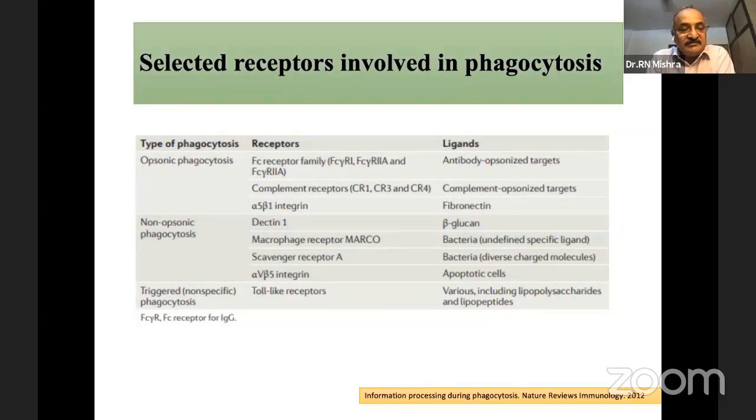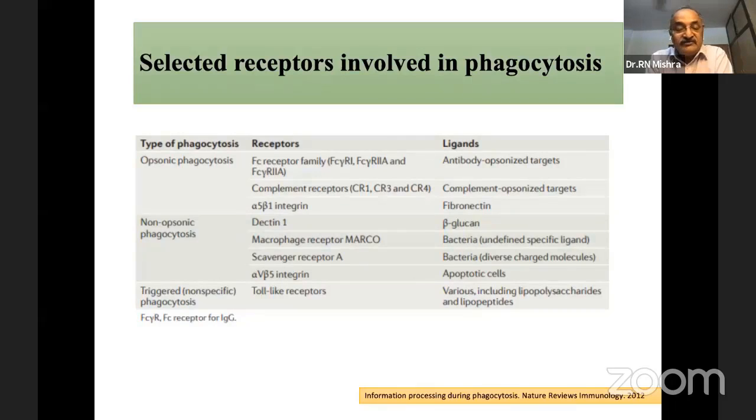So these are the receptors. One of the best receptors for phagocytosis, which are opsonic receptors, is an immunoglobulin molecule. The immunoglobulin molecule has two sides. One is called the FC side and one is called the FAB side. The FAB side is for antigen binding. Macrophages or the phagocytic cells have FC receptors on them to attach to the immunoglobulin.